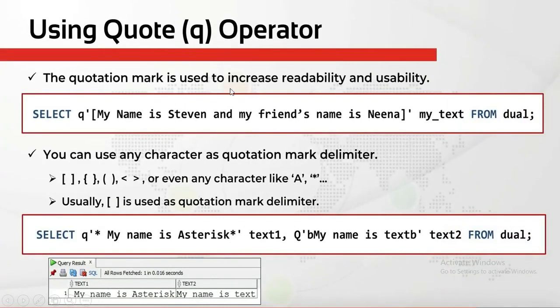So the quote operator. This is not an important thing, but I will mention it for the purpose of basic knowledge. The quotation mark is used to increase readability and usability. So select q, quotation, my name is Steven and my friend's name is Nina, the bracket closes and quotation closes, my text from dual. You can use any character as the quotation mark delimiter, for example square brackets, flower brackets, parentheses, the greater than symbol, or even any character like a or star. Usually the square bracket is used as the quotation mark delimiter. So this is what the quote operator is about.